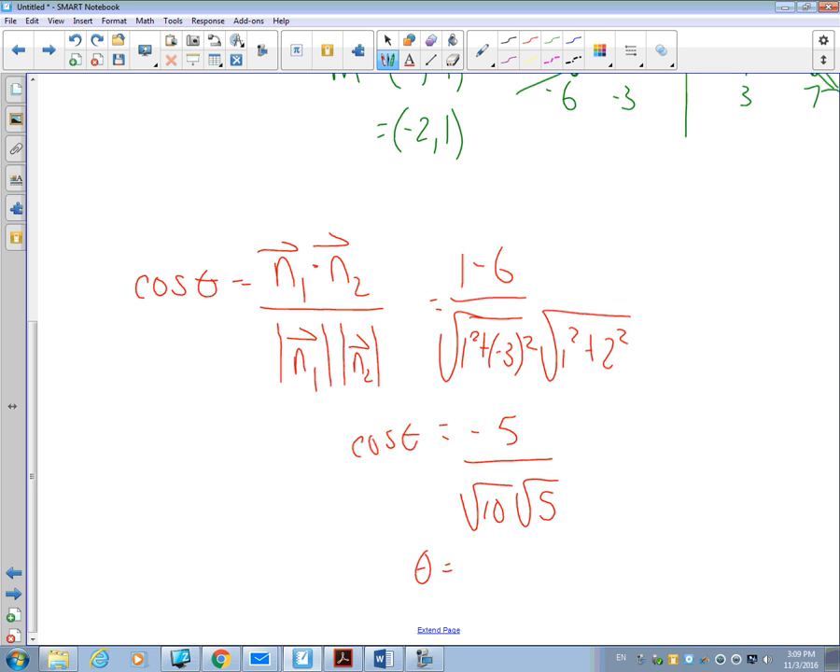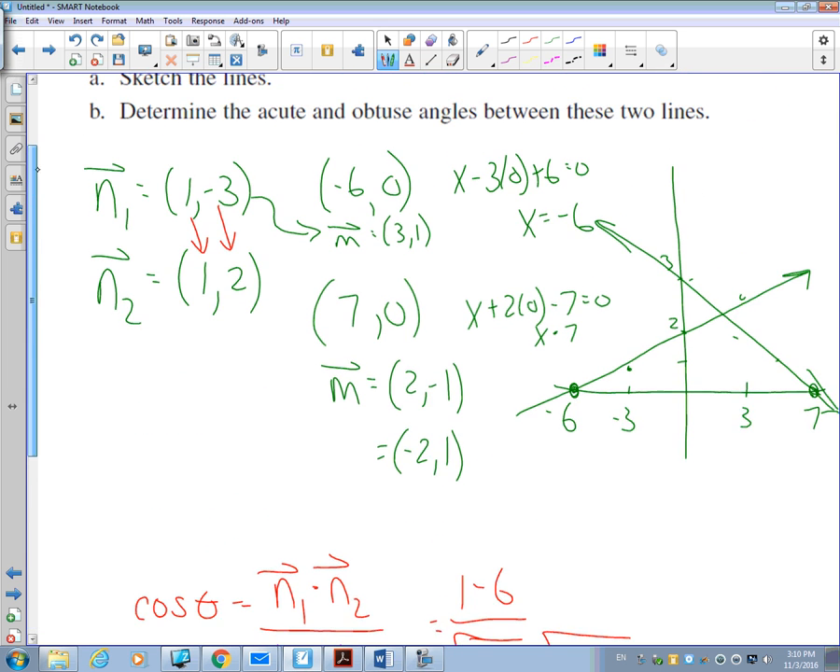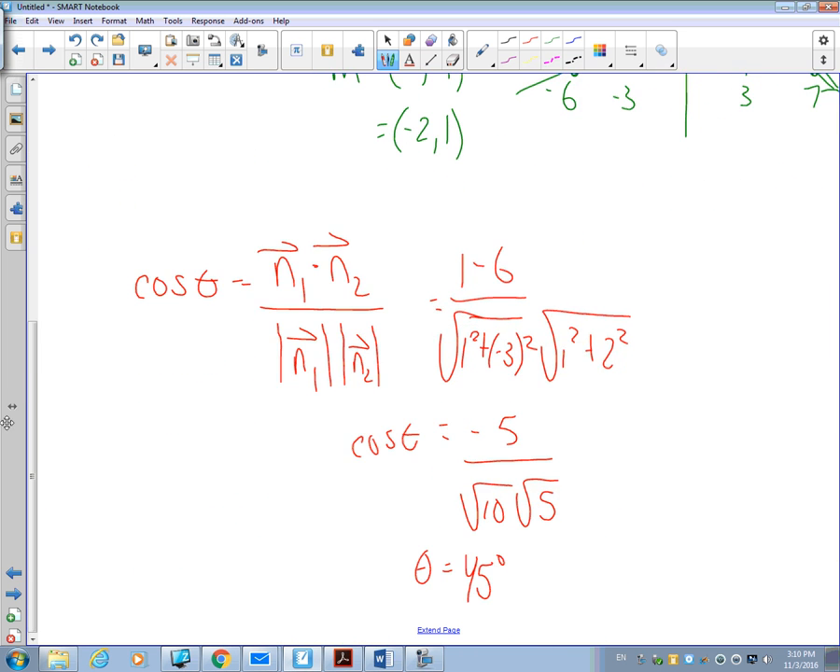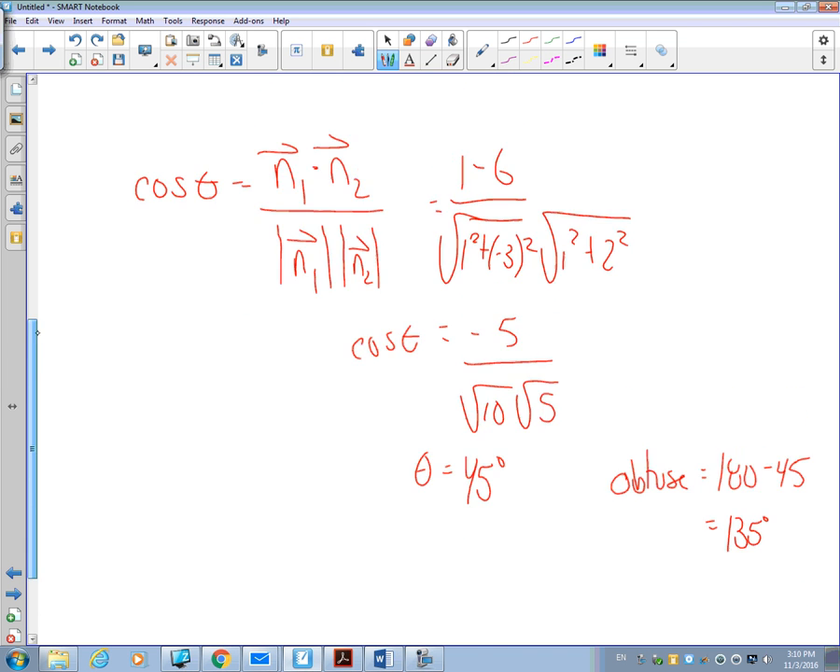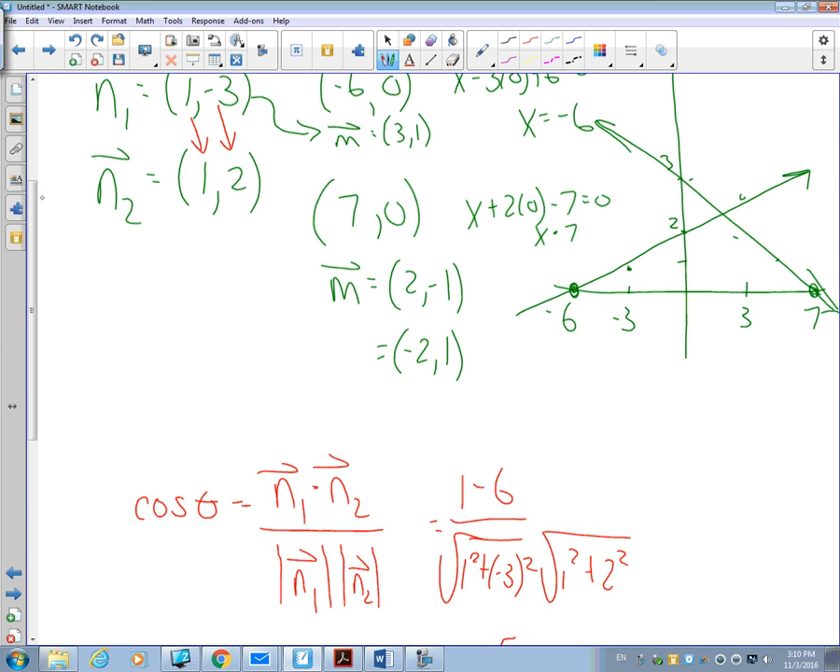So theta, if we punch in our calculator properly, would come out to 45 degrees. And that would be our acute angle. It also asks us for the obtuse angle. So the obtuse would be 180 minus 45, or in other words, 135 degrees. If you take a look at your picture, you can sort of tell 45 and 135. I'll go about there.